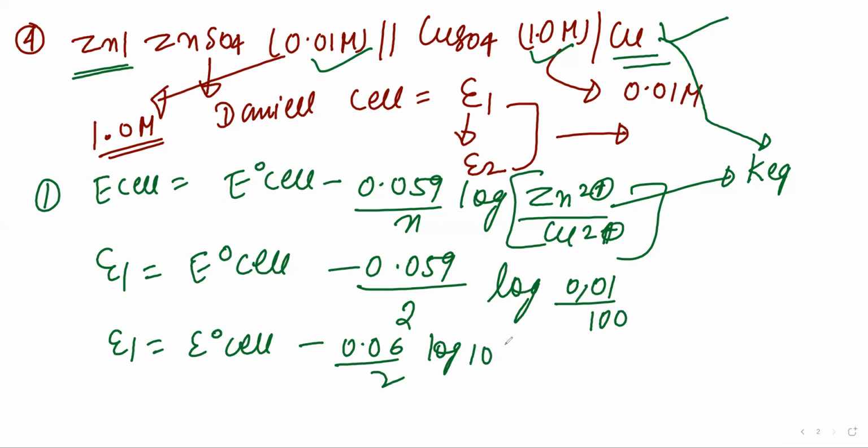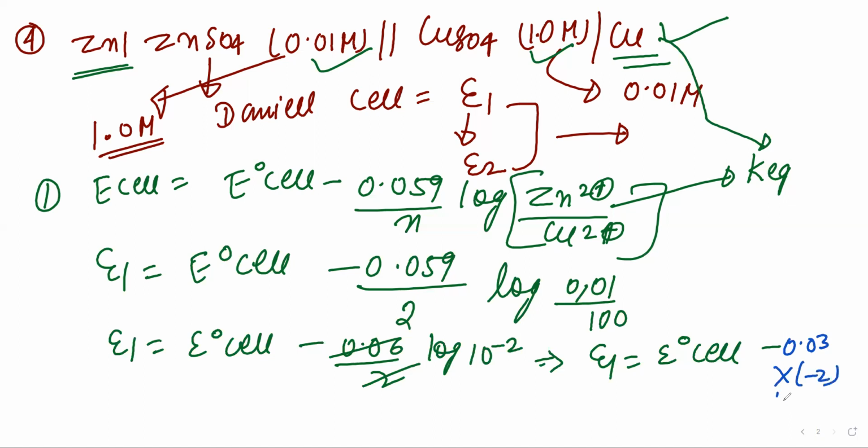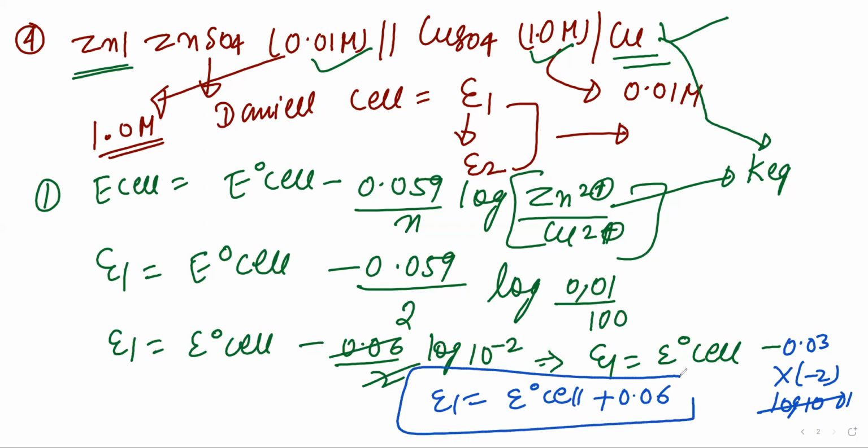When we take numerator, it will be minus 2. So it will become E1 equal to E naught of cell minus. Divide these two, you will get 0.03. Right. So next coming is minus 2 log of 10. Log of 10 is 1. So E1 is equal to E naught of cell. Minus minus become plus. So it will be 0.06. So this is the value for E1.